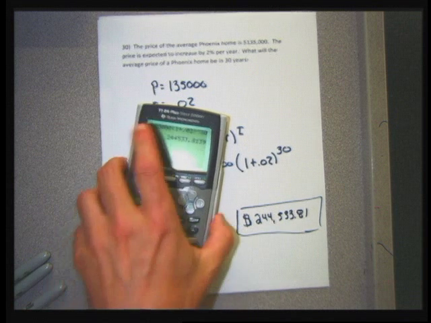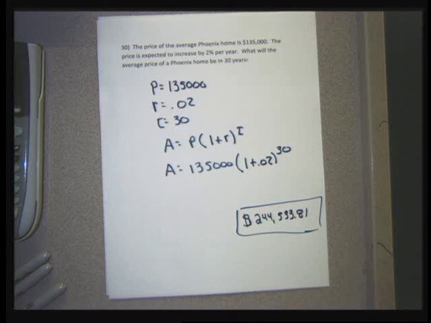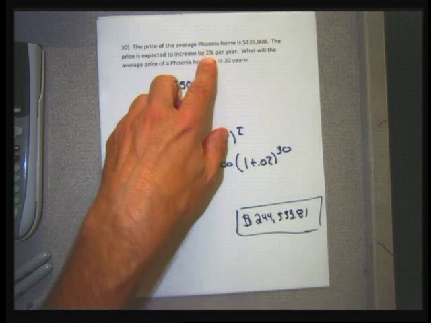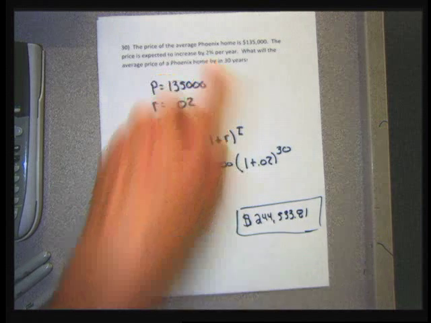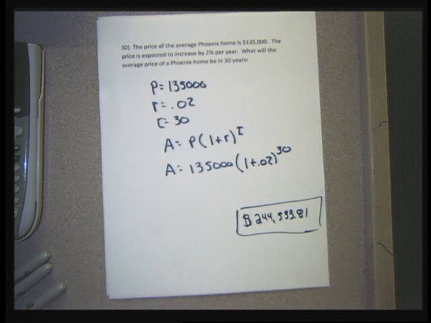If you wanted to guess what your house is going to be worth in the future, you could use this formula and make any percent increase that you think is appropriate. 2% is a nice conservative amount.